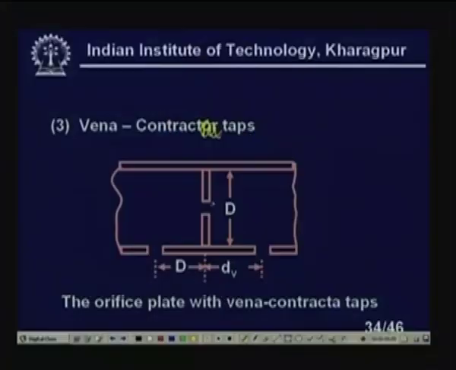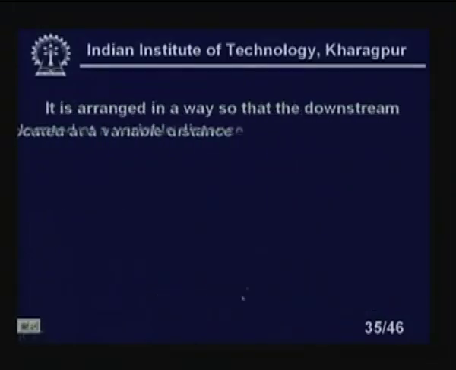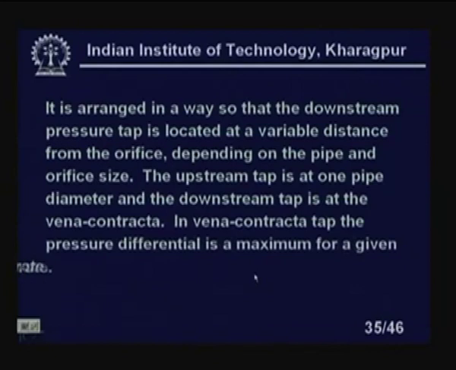That is the reason the people do this, because as I told you the area of the minimum cross section is not here, it is a little far away. So, this is the tap where I am measuring the downstream pressure at the place of the vena contracta, which is the area of the minimum cross section of the fluid flow. It is arranged so that the downstream pressure tap is located at a variable distance from the orifice, depending on the pipe and the orifice size. The upstream tap is at 1 pipe diameter and the downstream tap is at the vena contracta.